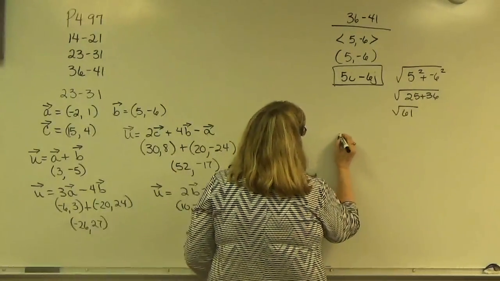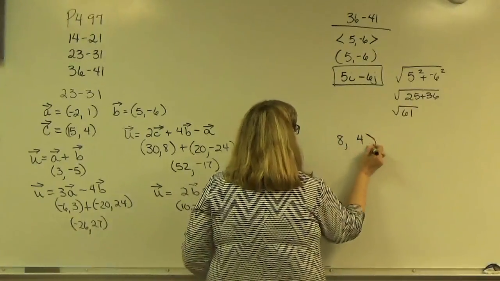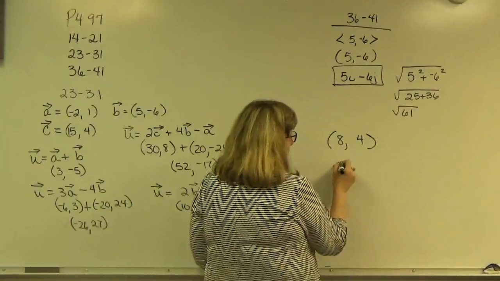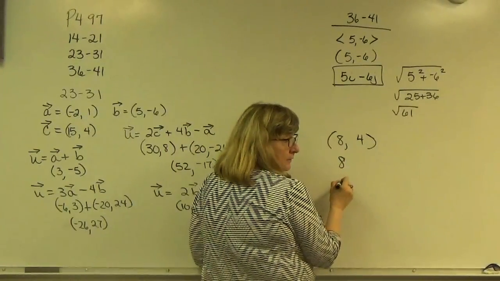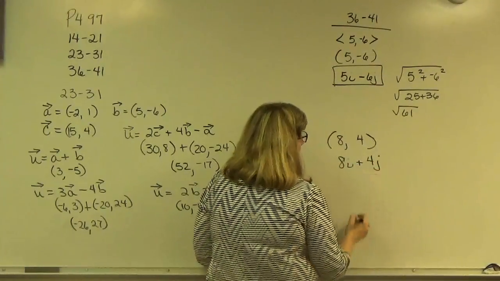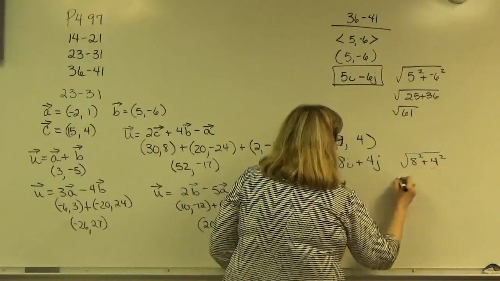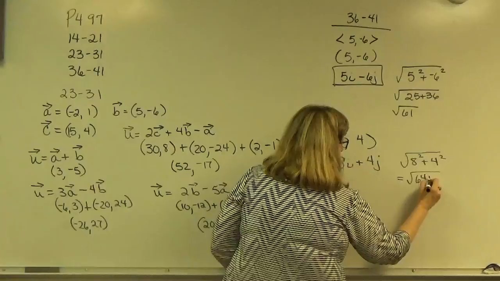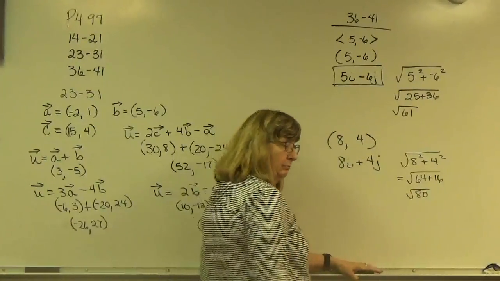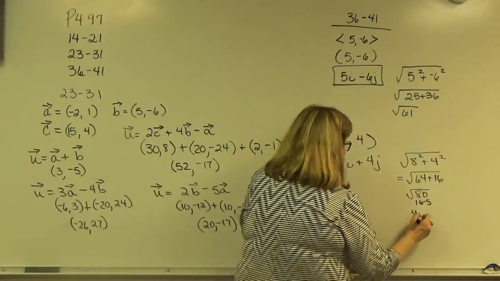Okay, what if I have 8 and 4? So what would be the sum of the unit vectors? 8I plus 4J. Now its magnitude, 80, but that we can simplify, can't we? 8 and 10. What about 16 and 5? 16 and 5. 4 squared is 16, so the answer is 4 square root of 5.